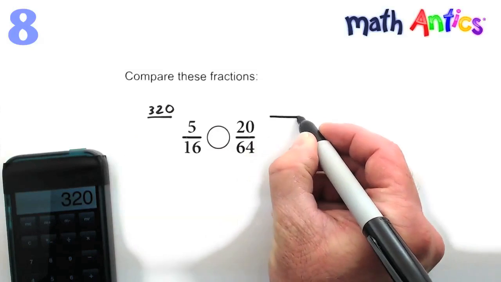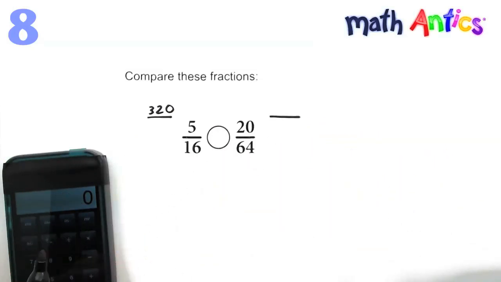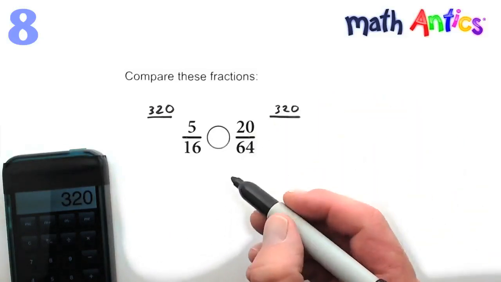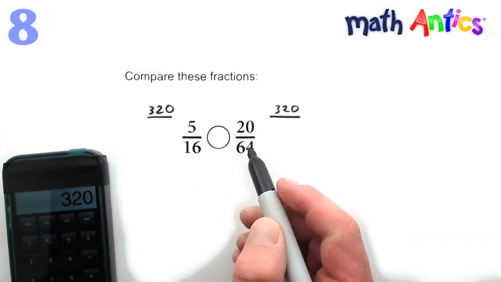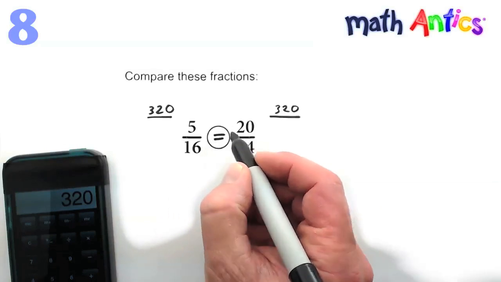And then for this side, we're going to multiply 16 times 20. 16 times 20 gives us also 320. So even though it would have been difficult to tell just by looking at these fractions, these are equivalent fractions. They have the same value, so they are equal.